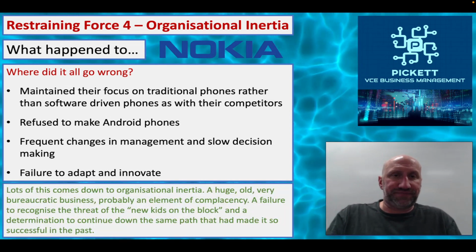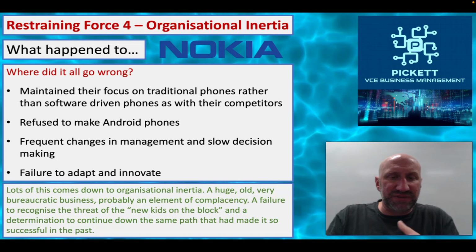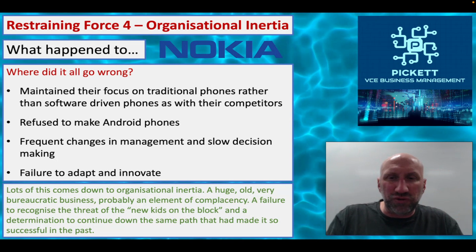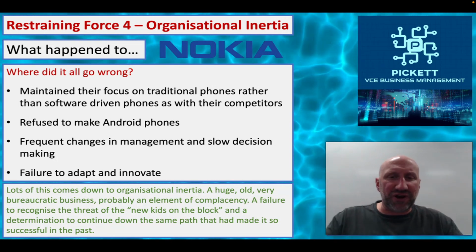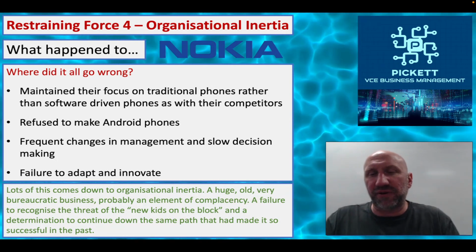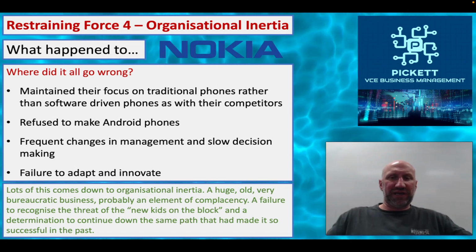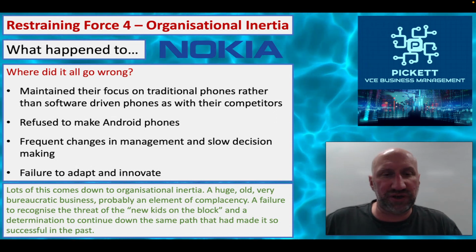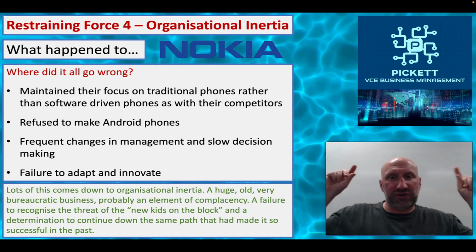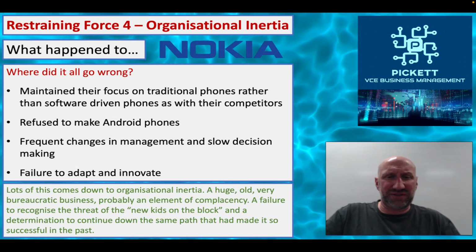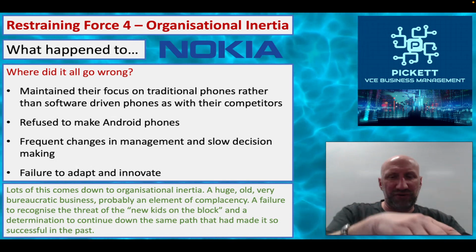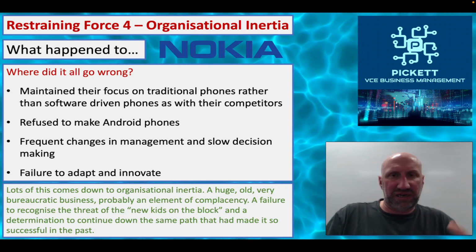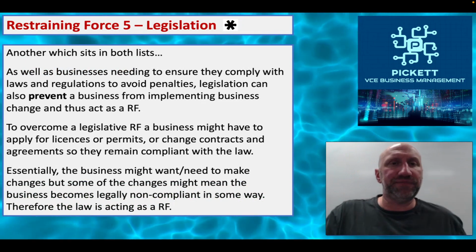Okay, so that was Nokia. A lot of this comes down to organizational inertia. Remember, it's a 150-odd year old business, very, very old, very bureaucratic. And also there would be an element of complacency there as well. When you are the market leader for a period of time, you tend to get complacent, and that can also lead to organizational inertia. Failure to recognize the new kids on the block, thinking, oh, what are you going to do to us? And just being determined to go down the same path that made them so successful in the past. So there's a little example of how this can play out.